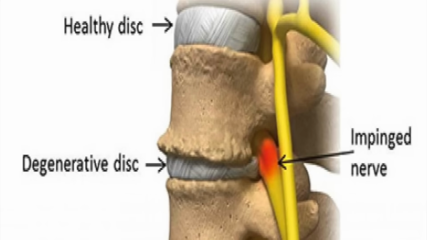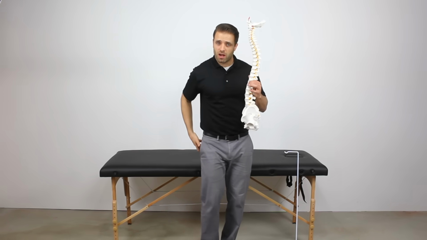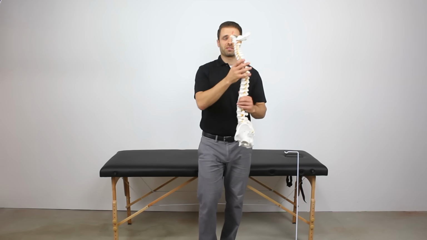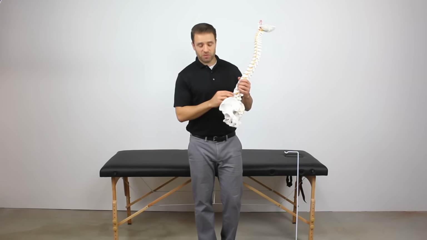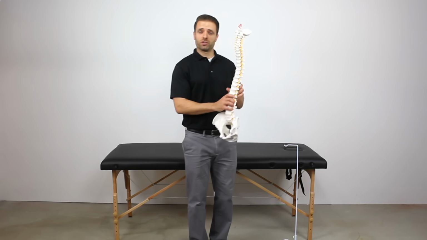And so with the shrinking discs comes the shrinking hole. That shrinking hole, that's the condition that we refer to as stenosis. And that's where, as soon as that hole starts to pinch on that nerve, that's what causes that numbness, those tingling symptoms down your leg, even that pain that we refer to as sciatica.